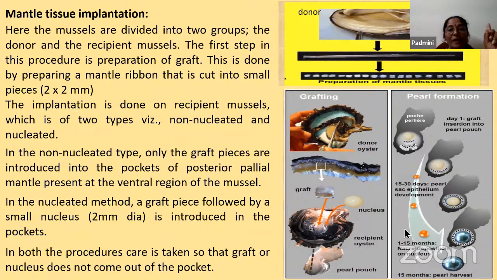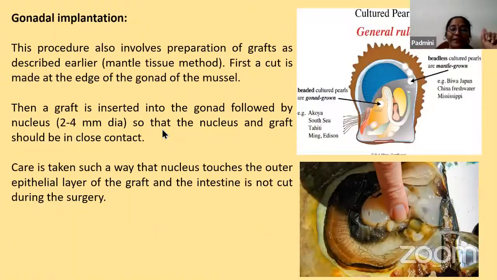So this is mantle tissue implantation. Under mantle tissue implantation, you're going to talk about non-nucleated type and nucleated type. Again, in a non-nucleated type, you're going to send only the graft. This is the mantle tissue that you're going to add. And in a nucleated type, you're going to add both the graft and the nucleus inside them. So that is a nucleated type. Then the last one is gonadal implantation.